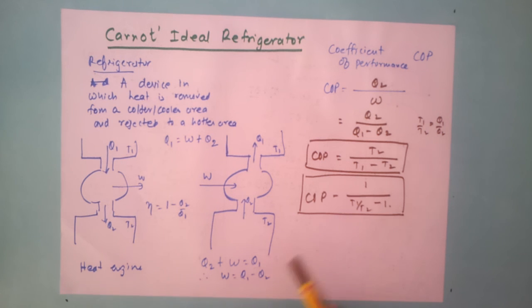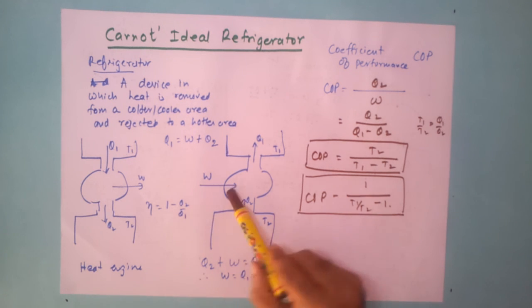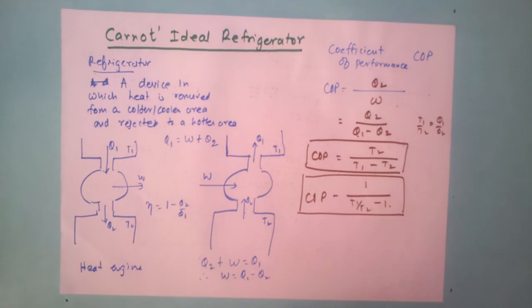And a refrigerator should have as high a COP as possible, because that would mean Q2 would be larger and W would be lesser. That means you're doing less work and able to extract more heat. Generally, the COP of a refrigerator should be of the order of 5 or 6 in ideal conditions. Of course, we never get that, but that's the value we should look out for while designing a refrigerator. So I hope with this you are able to very clearly understand the difference between a Carnot ideal engine and Carnot's ideal refrigerator, and how they are the opposite of each other in the way they run. Thank you.